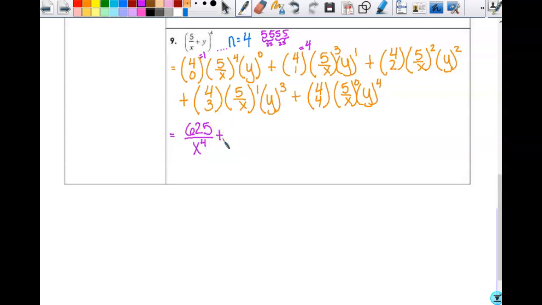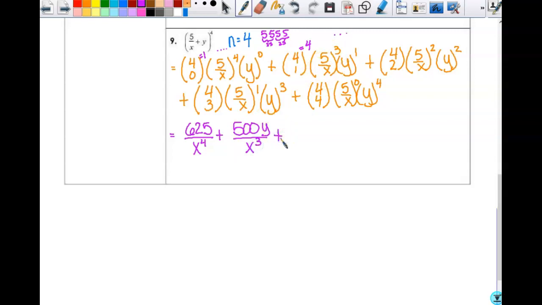Plus 5 cubed, 5 times 5 is 25, times 5 is 125. So 125 times 4, if you have $1.25 and you multiply that by 4, you have $5. So this is 500. You do have y to the 1st, and then x is still in the denominator over x cubed.